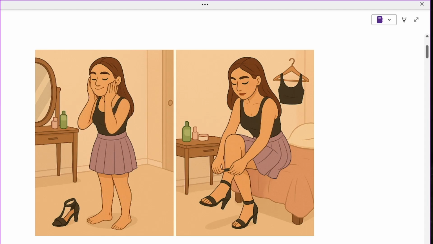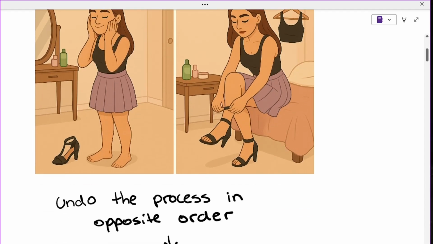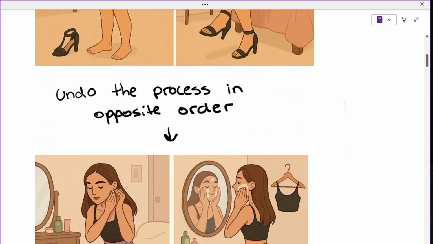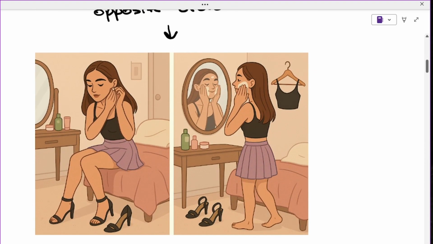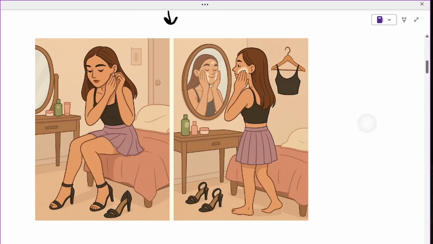When you get back home from the dance, you undo the process in the opposite order, right? So instead of doing your face care or your skincare first, you're going to take off your shoes first, which was the last thing that you put on. Then you will remove your jewelry, you will remove your outfit, and then you will do your skincare.